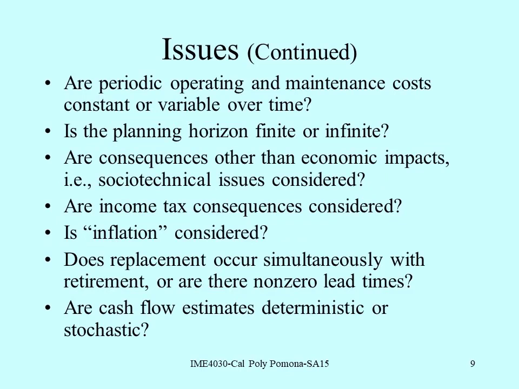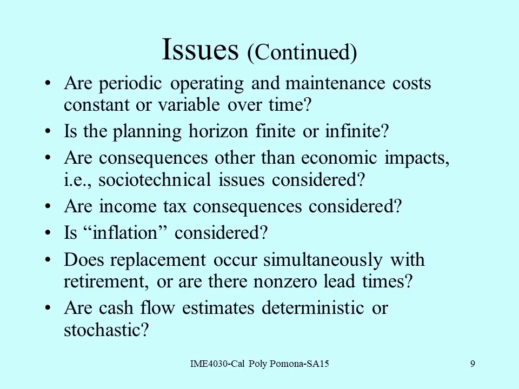The first bullet says, are periodic operating and maintenance costs constant or variable over time? That's a big issue. Usually as equipment gets older, it costs more to maintain and to operate. But there are also costs for overhauling, and sometimes overhauling costs can be variable, in that you can have a minor overhaul or a major overhaul. So you might want to explore those kinds of things when you're gathering your data.